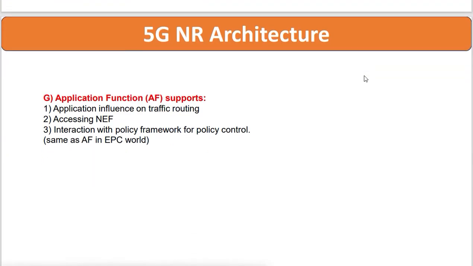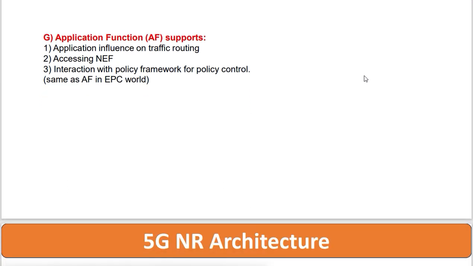Next component is the application function, AF, and it is the same in 4G also. Its functioning is application influence on traffic routing, accessing NEF, the network exposure function, and its interaction with the policy framework for policy control.